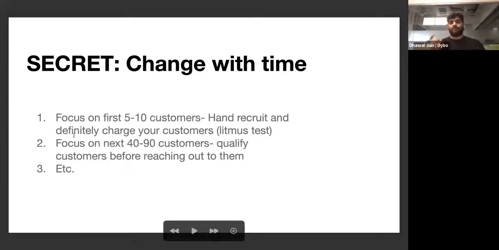Focus on the first 5 to 10 customers first. You probably would want to hand recruit them, meaning you would want to talk to them personally and convince them to buy it. When you are recruiting the first 10 customers, what I would recommend personally is that you charge them for your product. Even if your product is not fully made, that's okay. If it's genuinely solving a problem of theirs, they will pay for it. If they're not paying for it, it means you need to relook into the product that you're making because it is not big enough a problem.